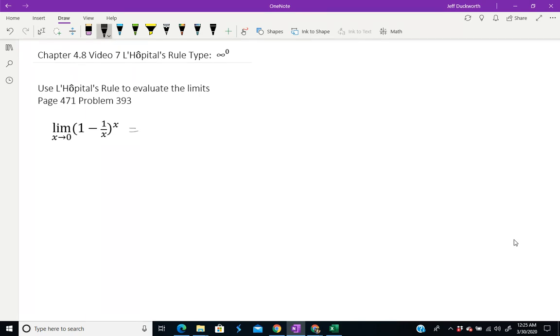So this one, if we plugged in 0, would be 1 minus 1 over 0 raised to the 0 power, which is negative infinity to 0, which is the same as infinity to 0. All right, so I'm going to do a similar trick like we did with previous problems. I'm going to write this equivalent to y.